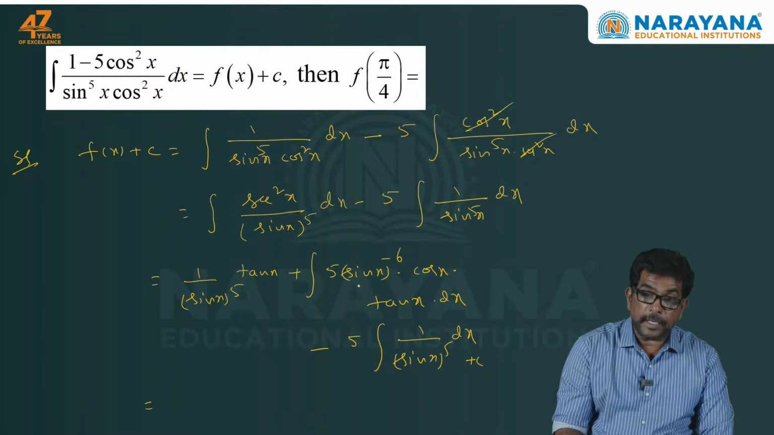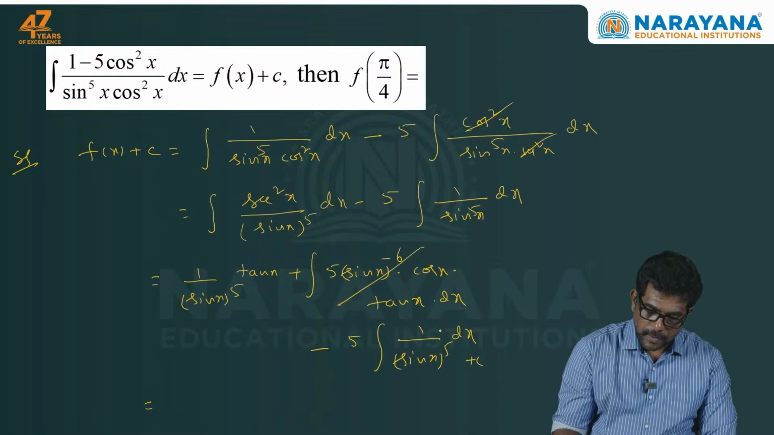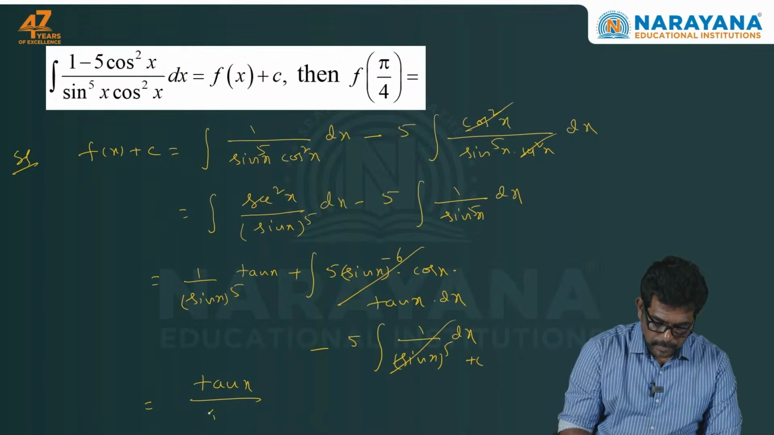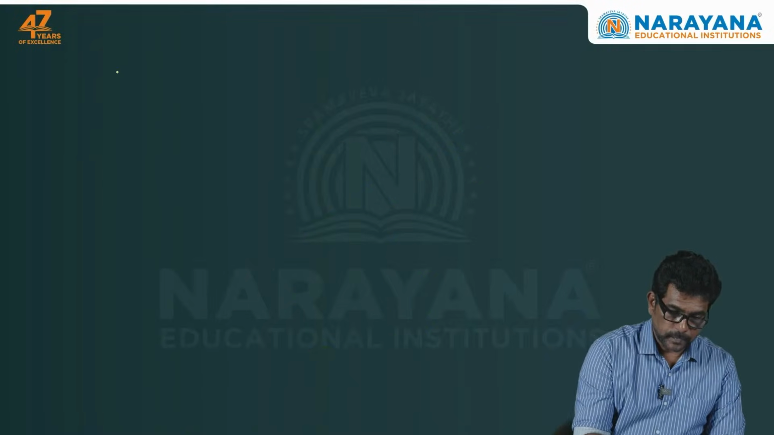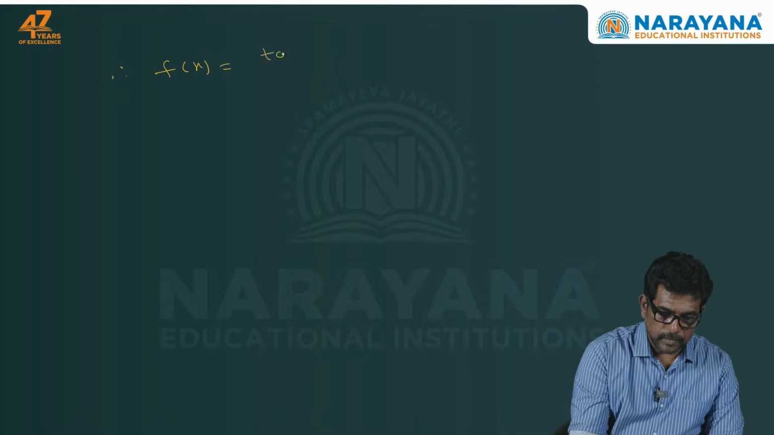Now by simplifying, the integral 5 into (sin x) whole to the power of minus 6 cos x into tan x dx is the same as 5 times integral 1 by (sin x) whole to the power of 5 dx. Both are cancelled. So this becomes tan x by (sin x) whole to the power of 5 plus c. Therefore, f of x is equal to tan x by (sin x) whole to the power of 5.